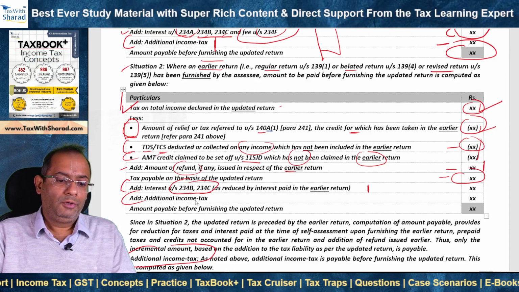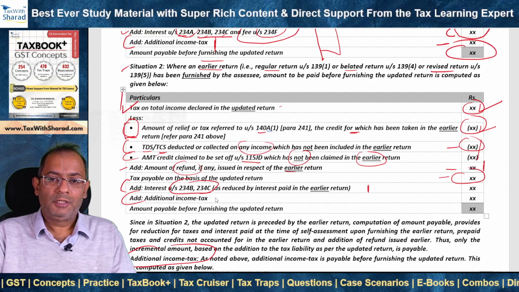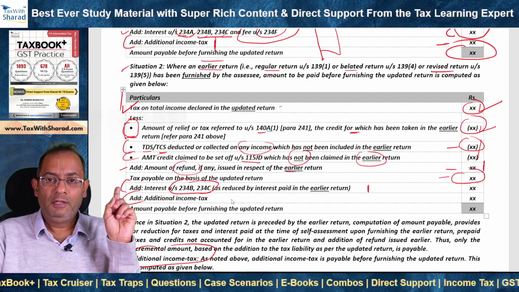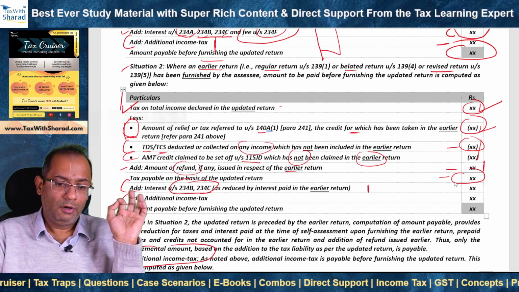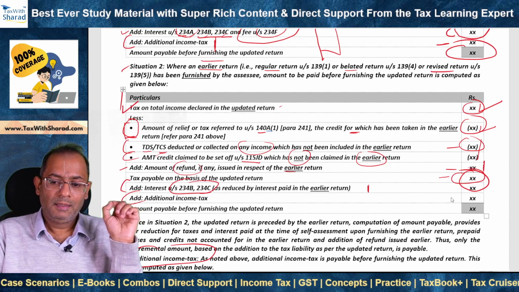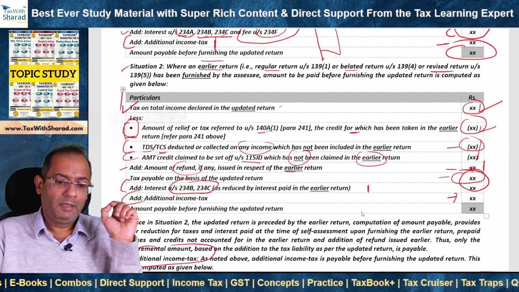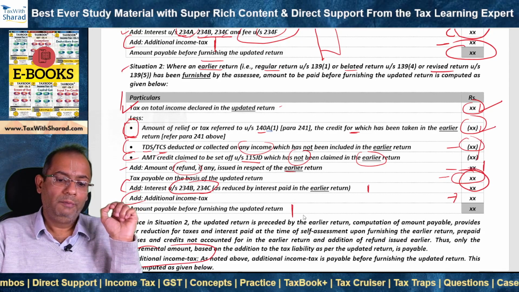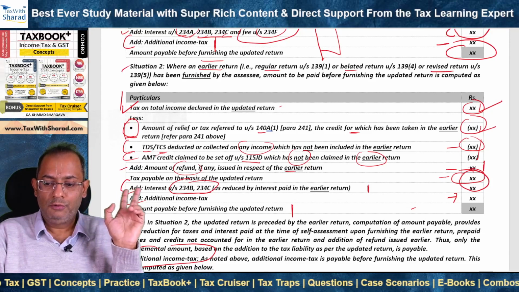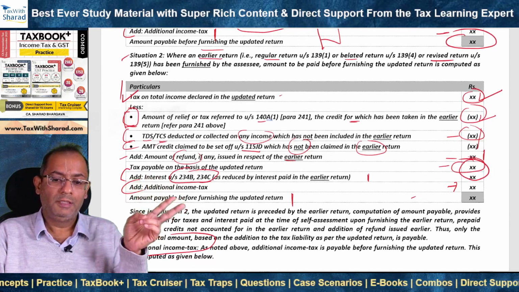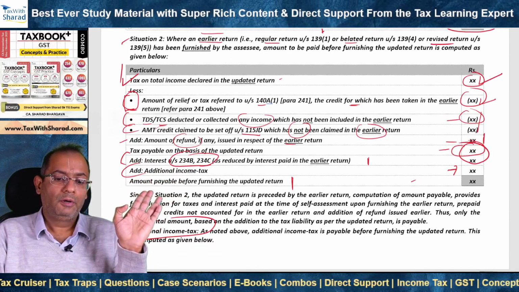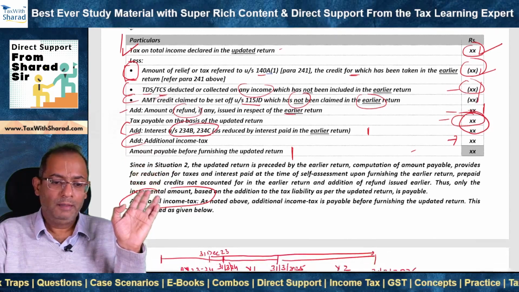And then you need to add additional income tax, which, as we discussed some time back, will be computed at the rate of 25% or 50% of tax and interest. The additional income tax will be computed, and this will give you the amount payable before furnishing the updated return. So these are the two situations, and depending on the situation in which the case falls, you need to compute the amount payable before furnishing the updated return.